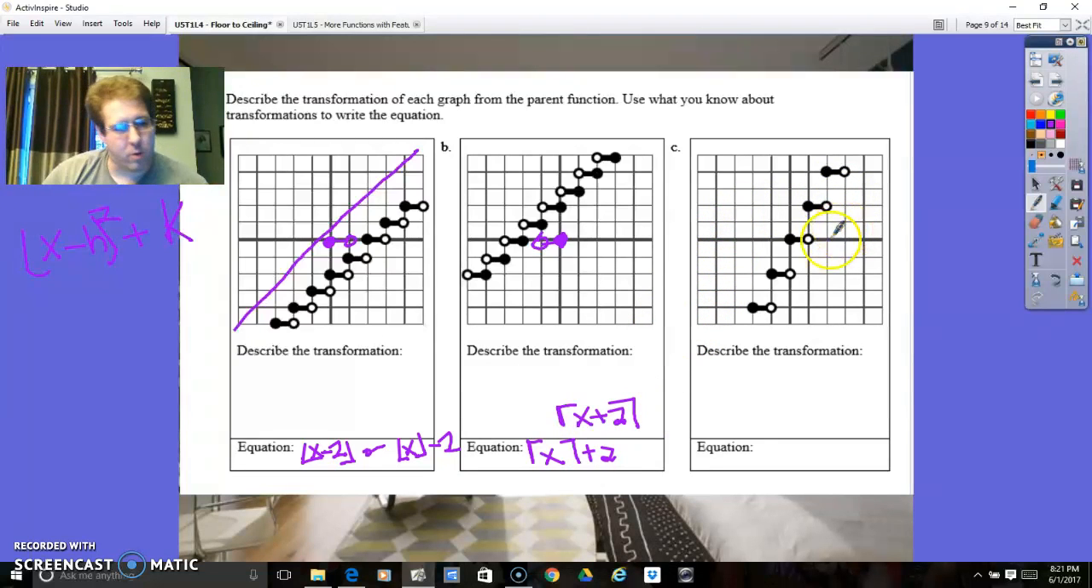Just like in quadratics, there's lots of ways you can write it. You can write it in vertex form, you can write it in standard form, you can write it in factored form. So it's three ways of writing the exact same function.